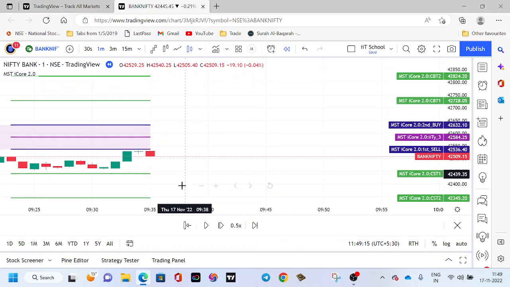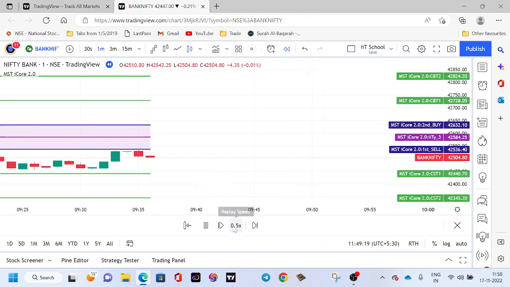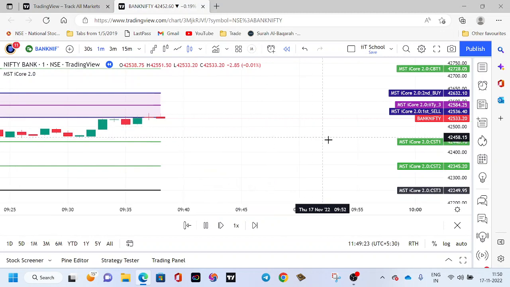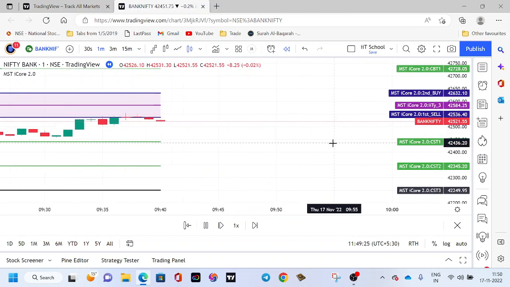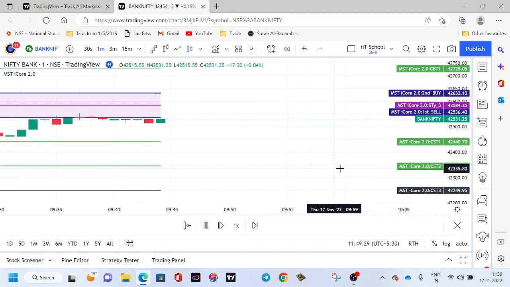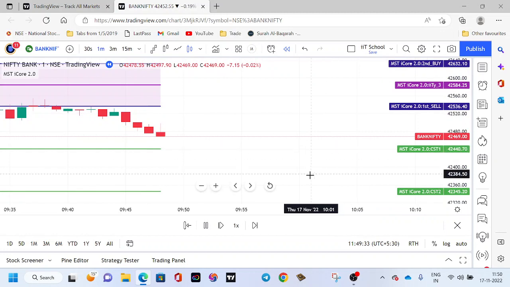Okay, so now I'm running the market again. I'm just increasing the speed. Sell has been activated perfectly. Our first target is 42,440. It is coming down, coming down, coming down.